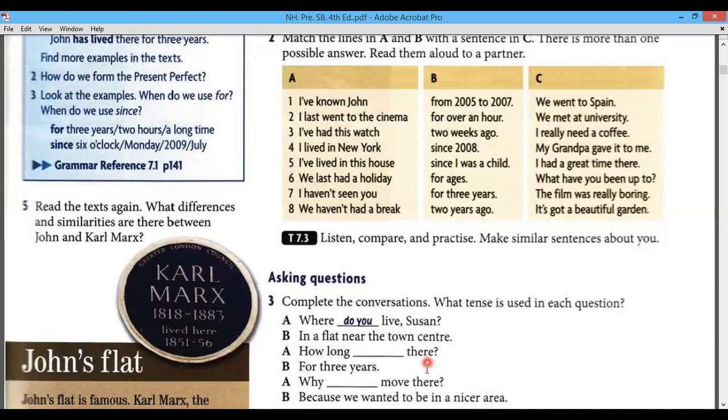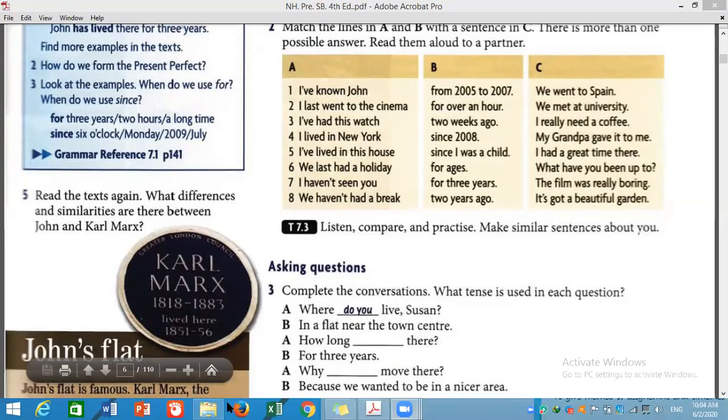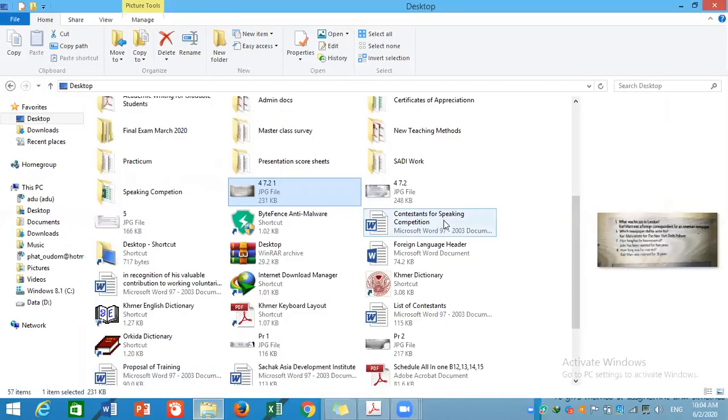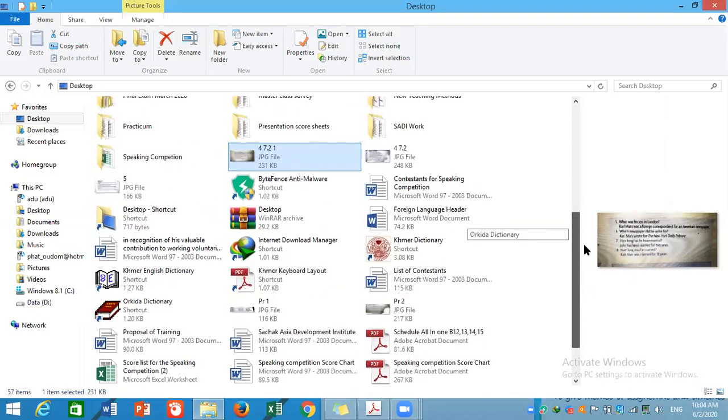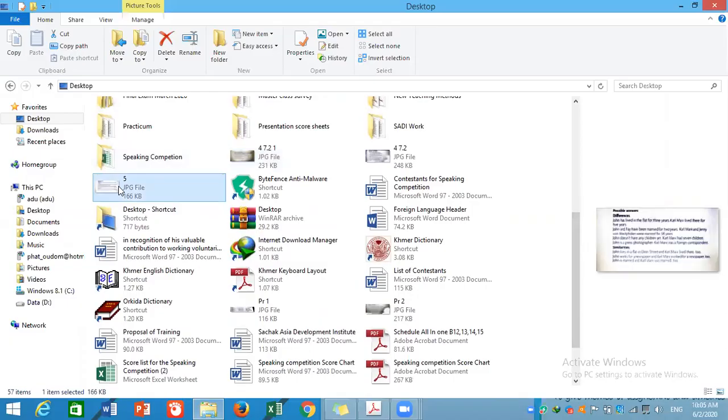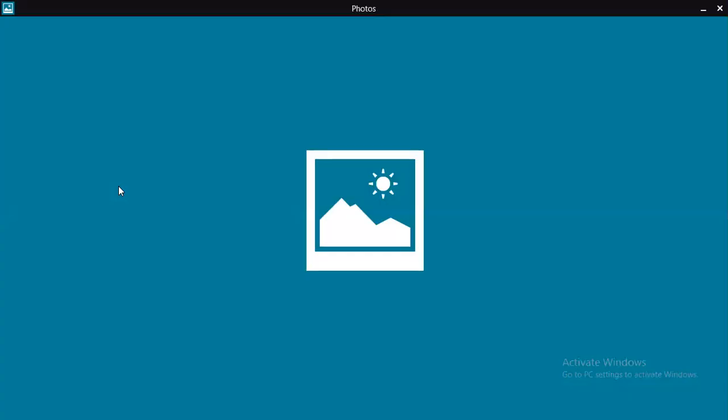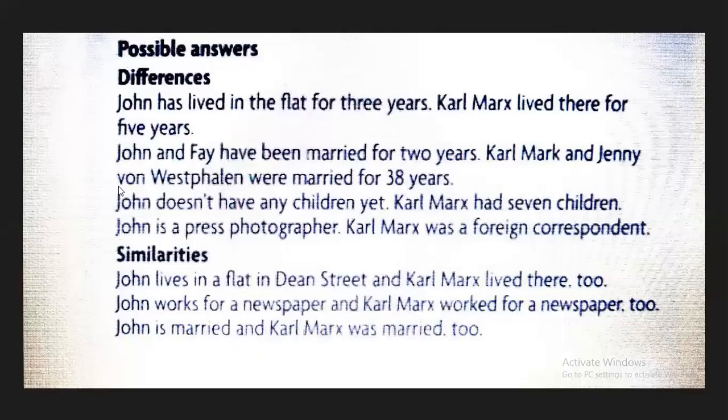Okay, now 10 minutes is over. You can check the answers with me, everyone. Let's check the answers. Please look at the answer here, okay? So there are some differences and some similarities between John and CarMax, okay? So please look at the differences, okay?